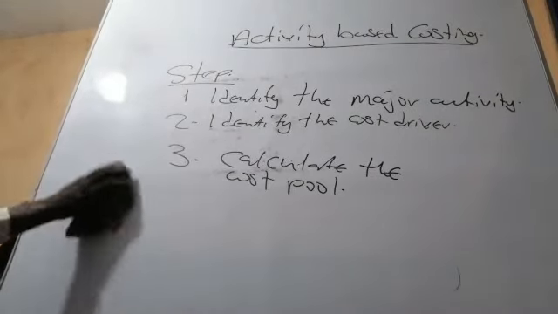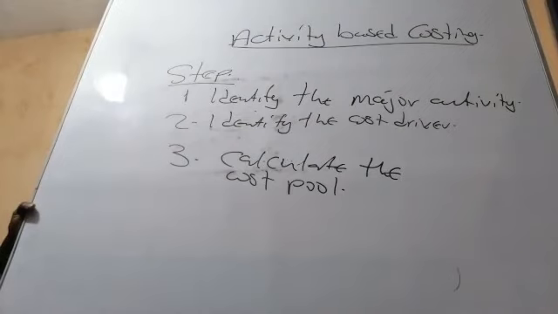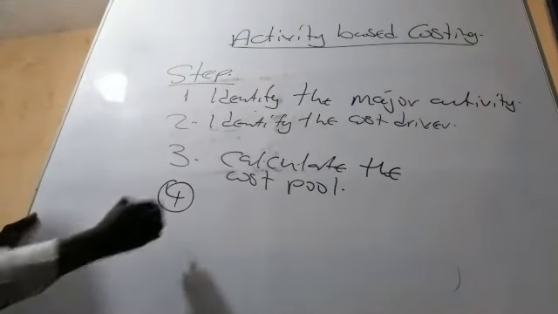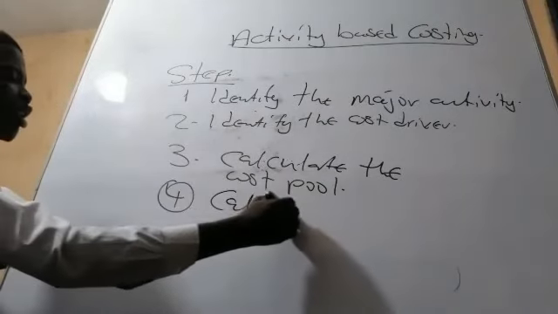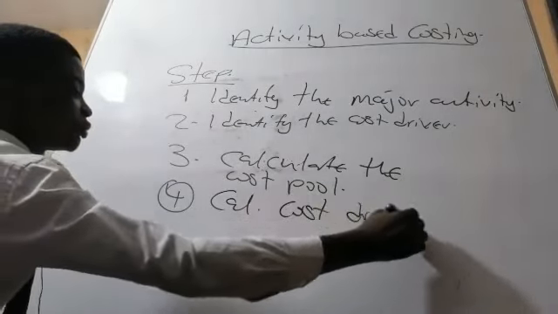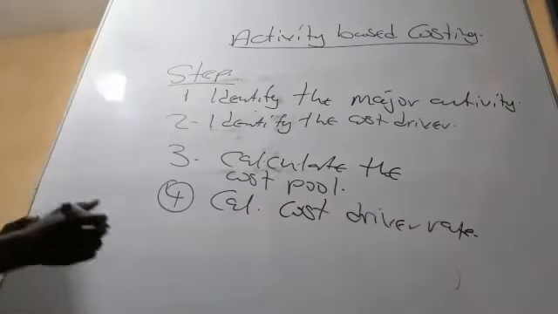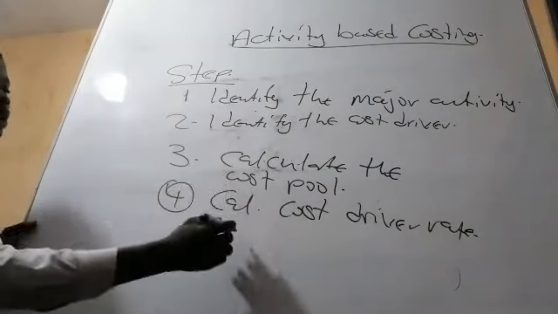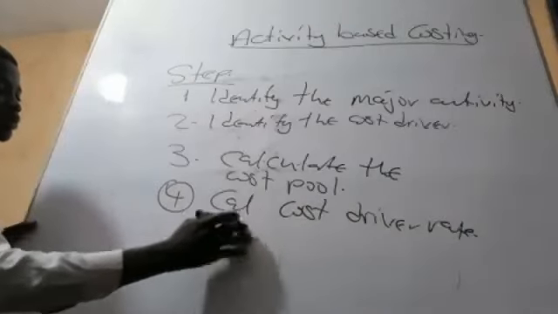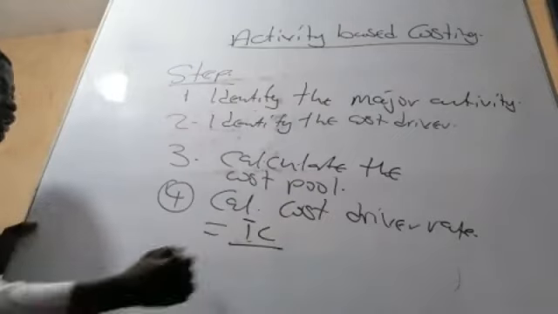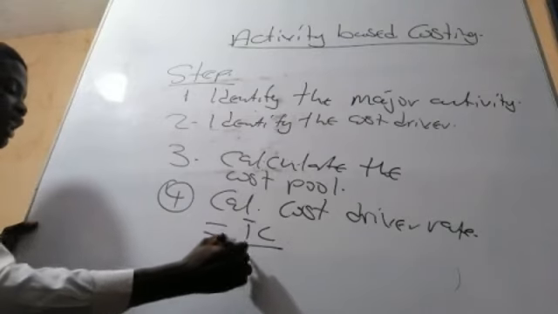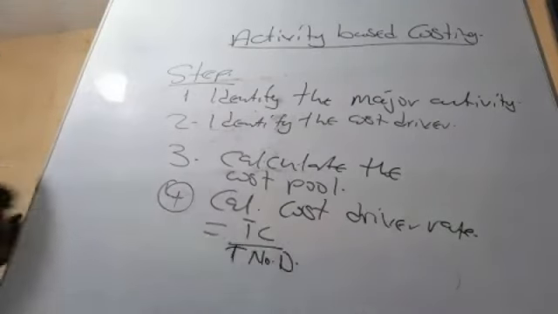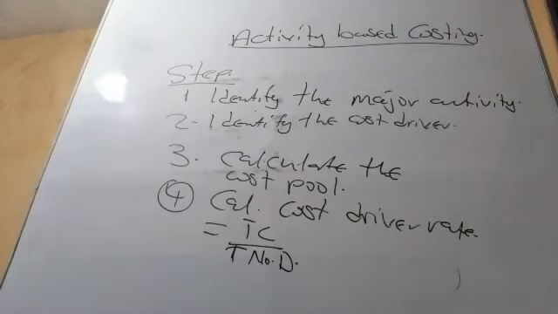Now step 4. Calculate the cost driver rate. That's step 4. Now the cost driver rate is equal to the total cost pool divided by the number of drivers, so the total number of drivers. So the drivers, the total number of machine hours.